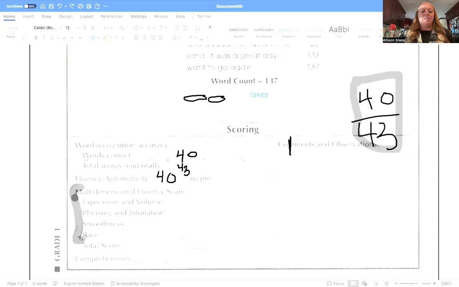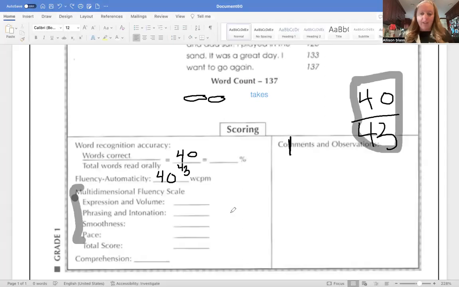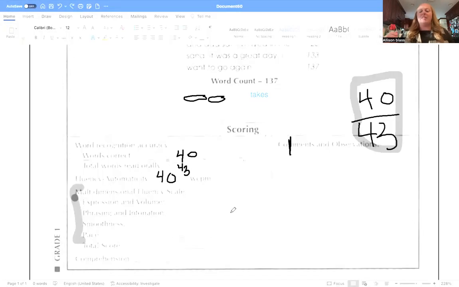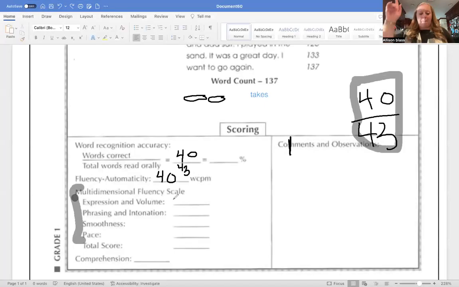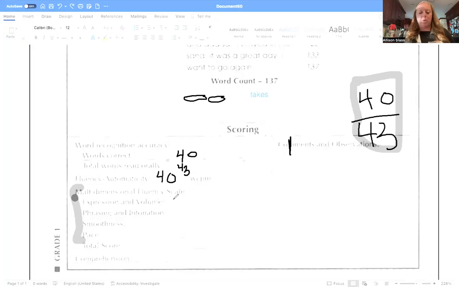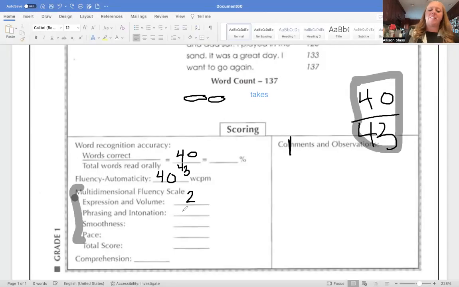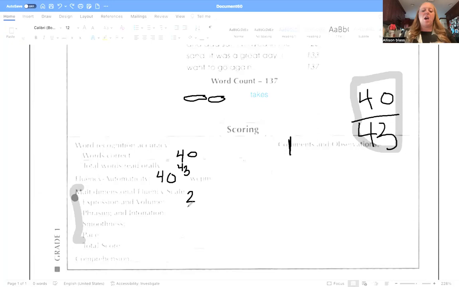This is fluency, 1 to 4, on all of them. How was their expression and volume? Did they read like this and really quietly? A 1. Did they read with expression and go up and down? This is more of an opinion on you and what you hear from your students. I would say this student read it with so-so expression and volume. They could have done a little bit better. They were reading more like a robot. Phrasing and intonation: slightly choppy by the end when they got to difficult words, and their voice tried to go up and down. I would give them a 3.